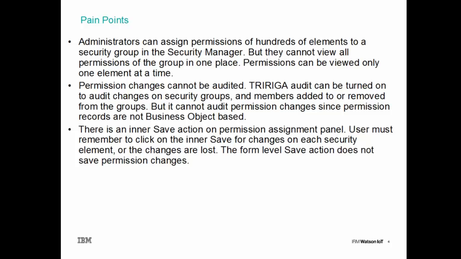Number two, permissions cannot be audited. You can turn on the TRIRIGA audit feature on security groups, but that does not track permission changes because permission records are not business object based. And number three is about the interface action in the permission assignment panel. We'll talk about that more in detail later on. So let's now jump into how we solve these pain points.